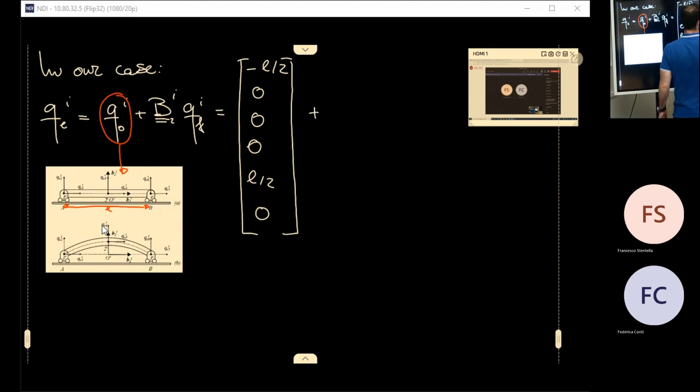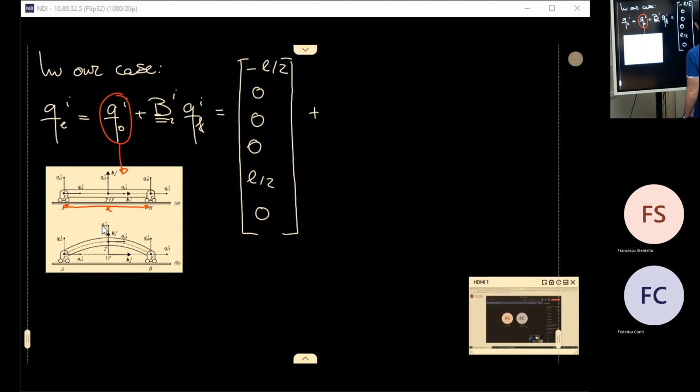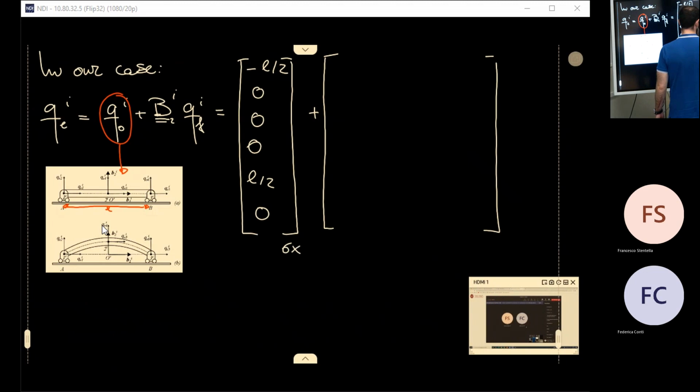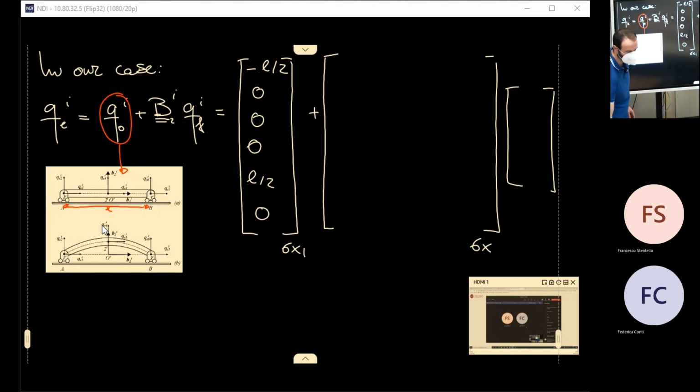Then here we will have a matrix B. So this is, again, a 6 by 1. Here we have a 6 times, we will see what. And then we have QF, so the vector of the coordinates used by admissible deformation. So what do I mean by admissible? In this case, again, we can assimilate the behavior of this body to a simply supported beam.